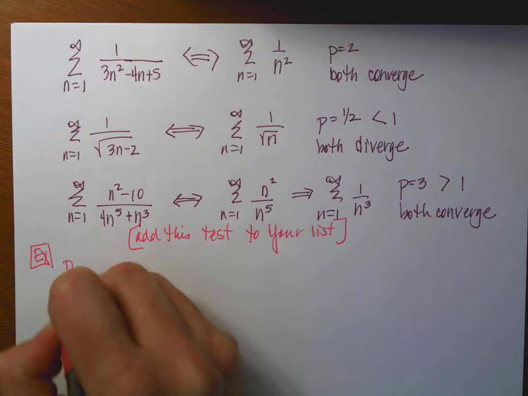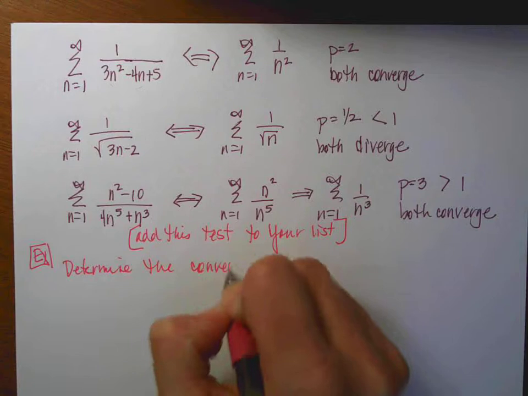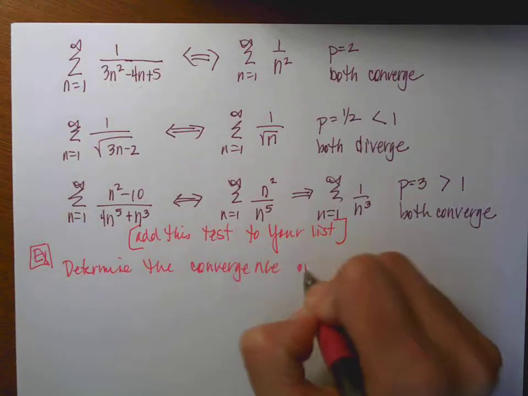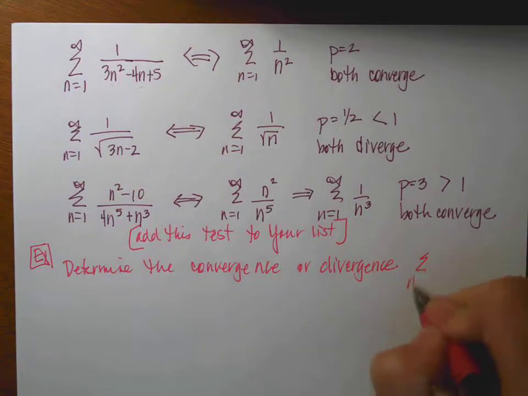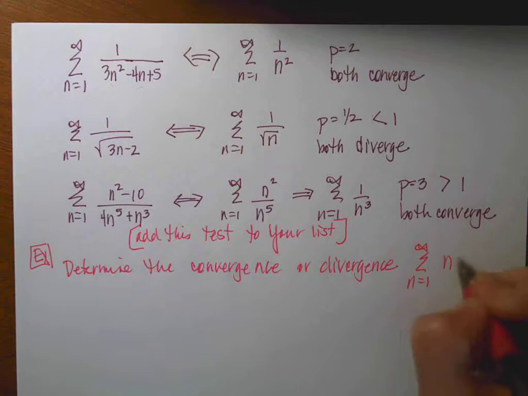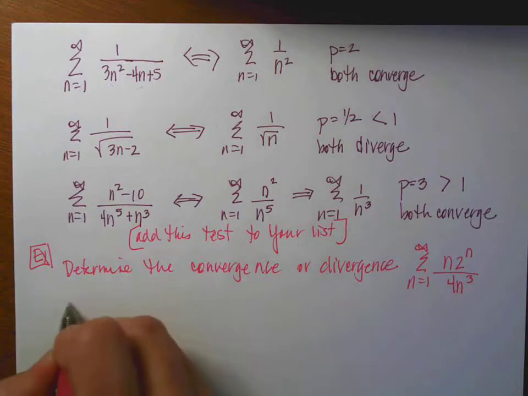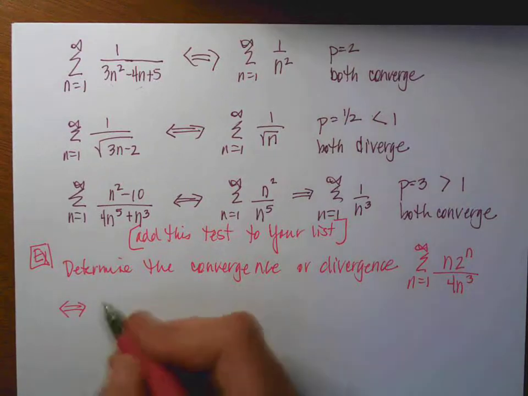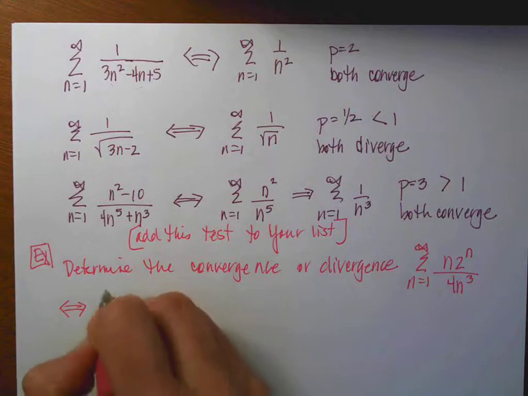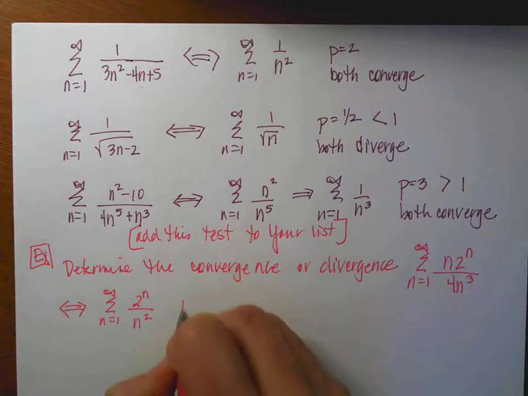All right, so our example, the directions are going to say, can you guess? Determine the convergence or divergence. We're going to have the sum from n equals 1 to infinity of n times 2 to the n over 4n cubed. That's a lot of stuff. So we're going to compare this to the sum from n equals 1 to infinity of 2 to the n over n squared.